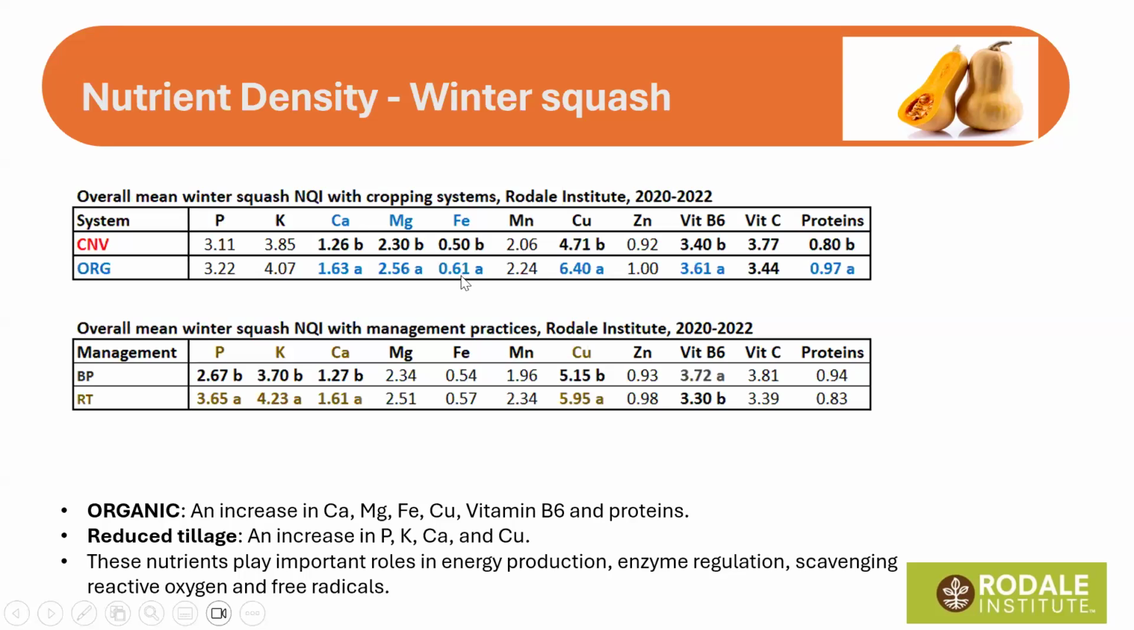So iron here is less than 1. The NQI is less than 1, meaning that this crop itself, the winter squash, is not as nutrient dense in iron, but it is nutrient dense in other elements. So I would not depend on winter squash if I have some iron deficiency in my blood. So I need to go into another crop that has iron there.